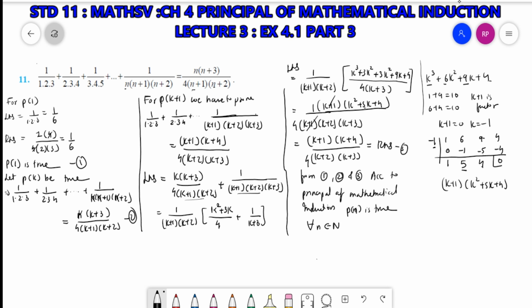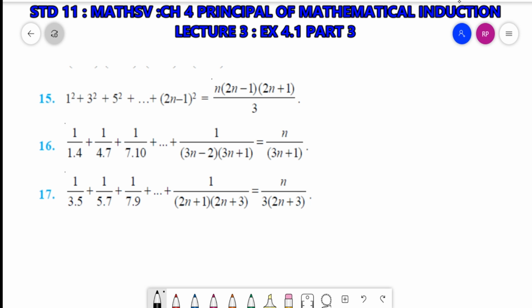Now I'm giving you a few sums to do for yourself. Question number 15, 16, and 17. These three sums of exercise 4.1 I am giving you for yourself. Okay, so try by yourself. I'm giving you a hint in 15th. In all these three questions, our first step will be P of 1. You will find out that LHS will be equal to RHS, so P of 1 will be true. For the second step, you have to assume that P of k is true. And in the third you have to prove for P of k plus 1.